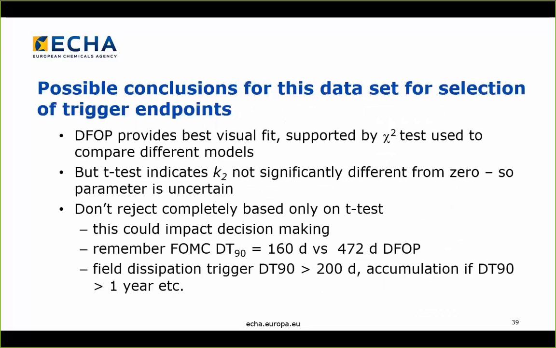So what are some possible conclusions for this data set for selection of trigger endpoints or persistence endpoints? Well, the DFOP fit provided the best visual fit, and that was supported by the chi-squared test used to compare different models. But the t-test indicated that K2 was not significantly different from 0, so that parameter is uncertain. As I said, don't reject that completely based on the t-test, because that could impact regulatory decision making.